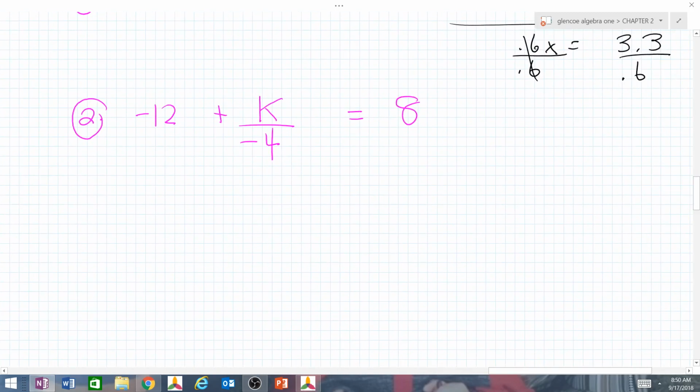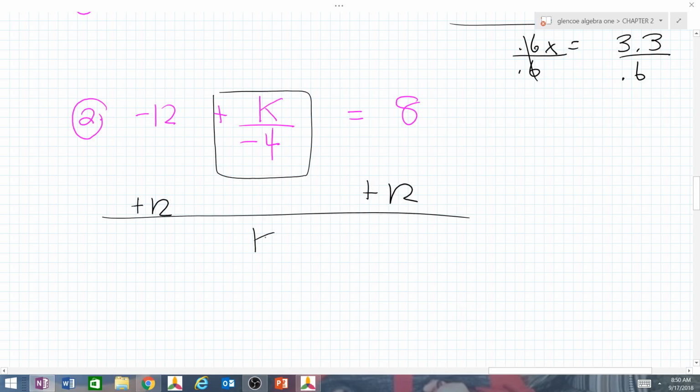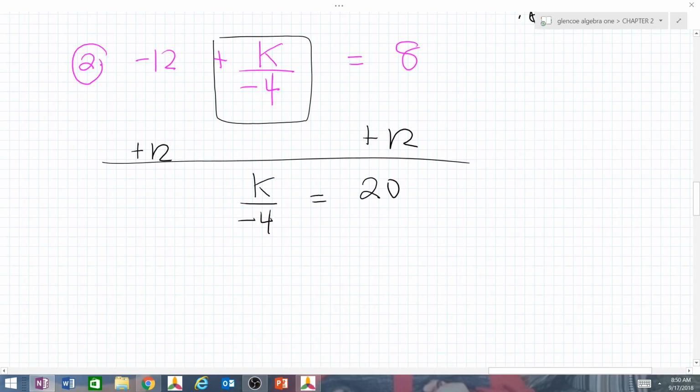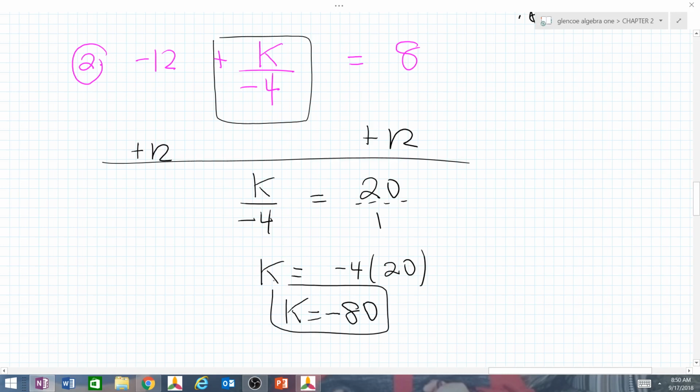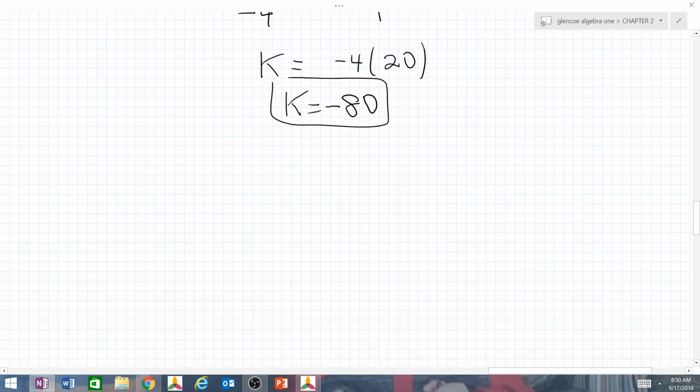Okay. Negative 12 plus k over negative 4 equals 8. So the first thing we realize is we're solving for a variable, so we're going to add 12 to each side. And we have k over negative 4 equals 20. Remember, we can make it an equal proportion by putting 20 over what? 1. And so we have k equals negative 4 times 20, or k equals negative 80. How many people got that for an answer? Awesome job.